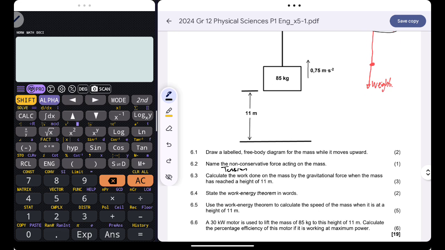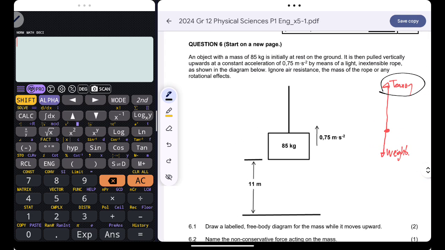Now they want us to calculate the work done on the mass by the gravitational force when the mass reaches a height of 11 meters. Please note, guys, the work done by gravity is just equal to the negative change in potential energy of the object. Are you together? This is just equal to mgh final minus mgh initial.